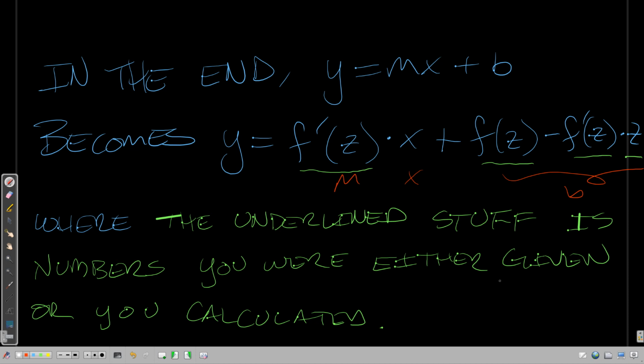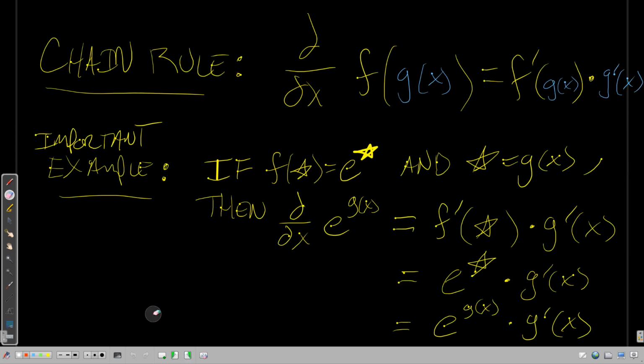And the underlying stuff is numbers. The x and the y, you leave them as x and y. The chain rule is a product of two derivatives, number 1 and number 2.